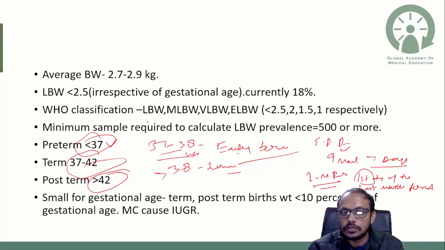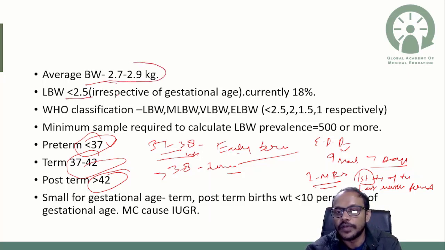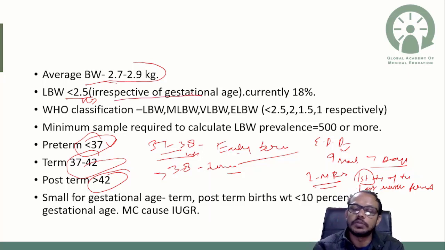So average birth weight in India is usually 2.7 to 2.9 kg. Low birth weight is less than 2.5 kg. If the child is less than 2.5 kg, it is called low birth weight, irrespective of the gestation level. Whether the child is born in 8 months or 9 months or 7 months, if he or she is less than 2.5 kg, it is called low birth weight. The WHO classification: low birth weight is less than 2.5 kg, moderate low birth weight is less than 2 kg, very low birth weight is less than 1.5 kg, and extremely low birth weight is less than 1 kg.